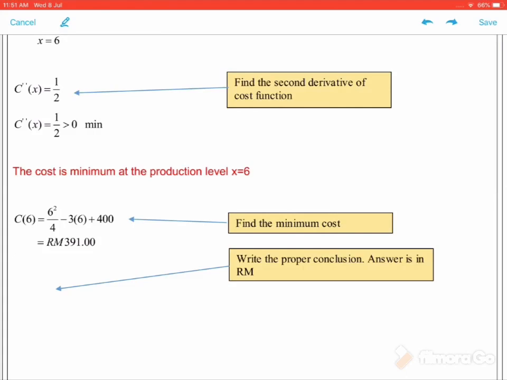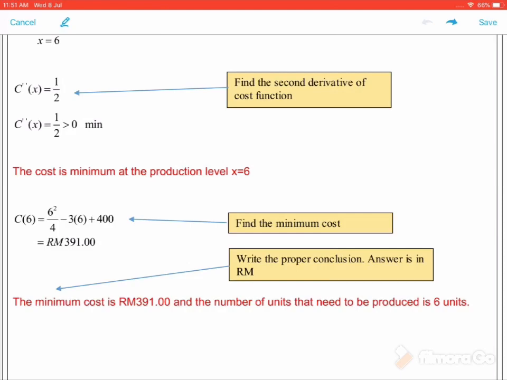Okay, so the last step, we have to write the proper conclusion. Okay, and make sure the answer is in Rm. So we can write the conclusion like this. The minimum cost is Rm 391, and the number of units that need to be produced is 6 units.